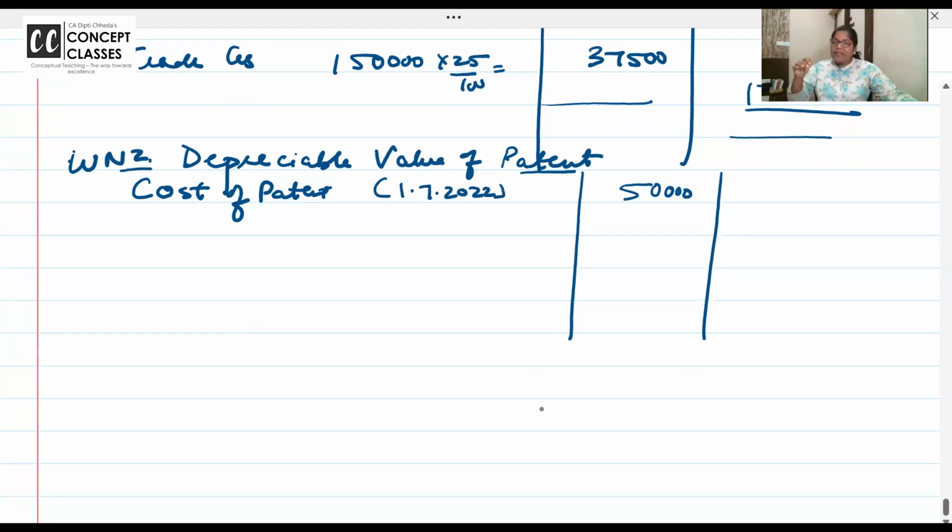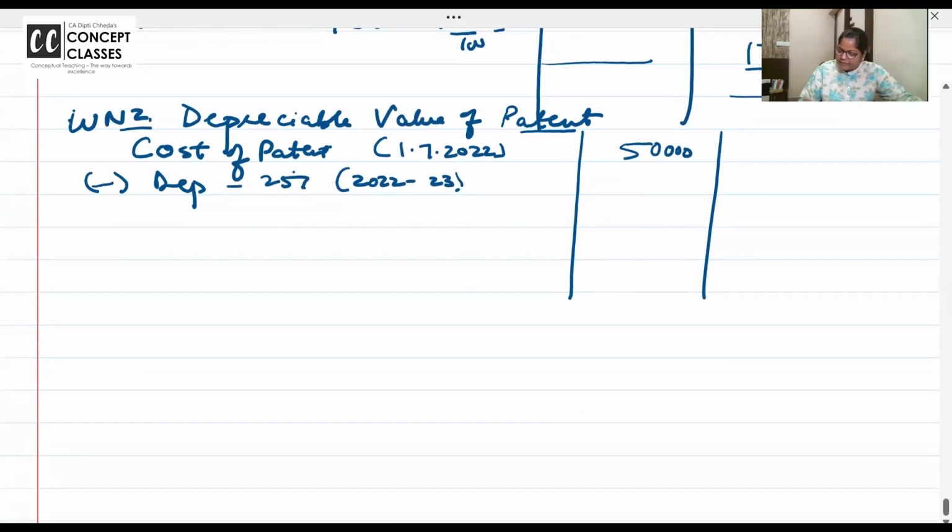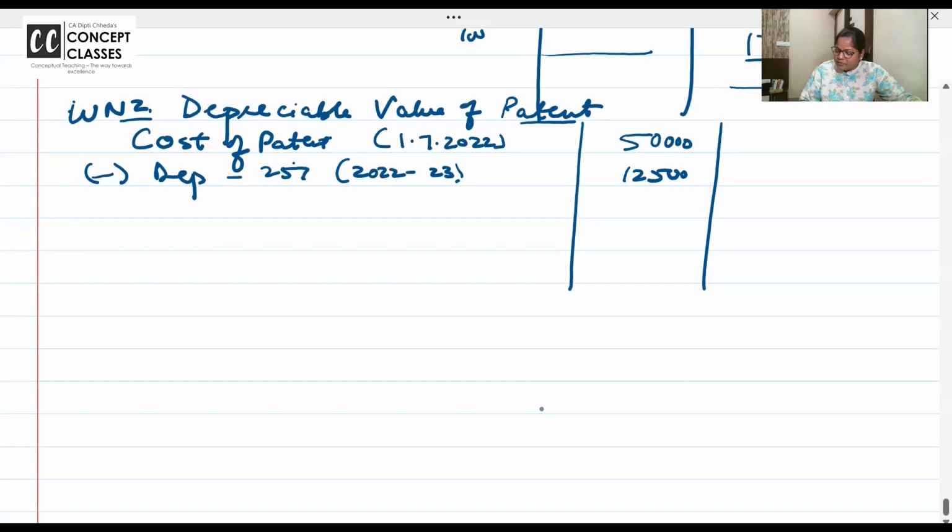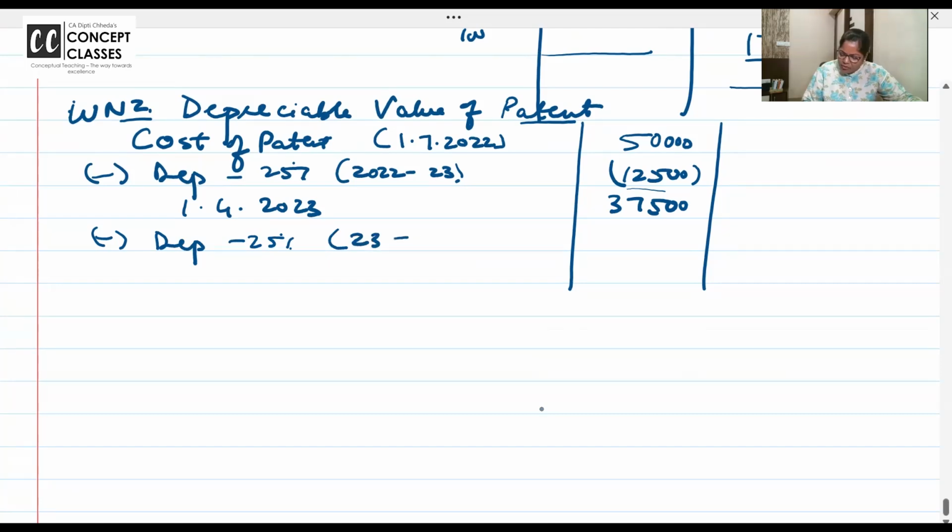It's given in the problem that the patent was purchased in 2017-22 and since then it is taken at cost. So let us depreciate it 25% for 22-23, that is 12,500. Now what's the value on 1st April 23? 37,500. Now let us depreciate it 25% for 23-24, that is 9,375.